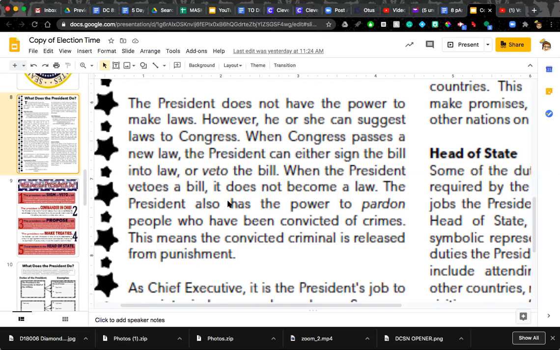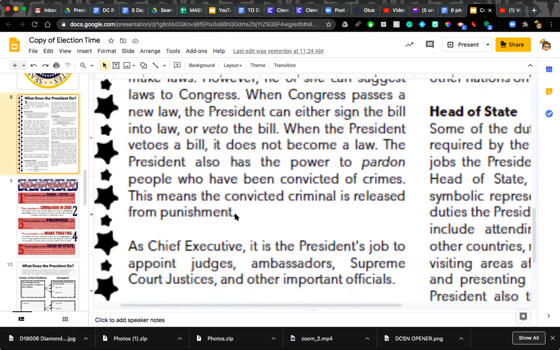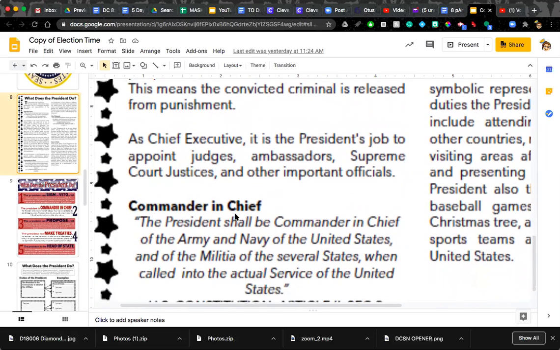Good. So the president can't make laws. That's one thing that's really kind of important. They're not the one who actually makes the laws. They can suggest things that they would like to see made as laws, but the president doesn't actually make them. But they do have to either approve them or veto them. And if they veto it, it means it doesn't happen. It doesn't become a law. And then they can also let criminals who have been convicted, who are in prison, they can release them.